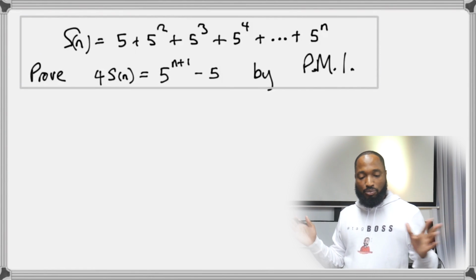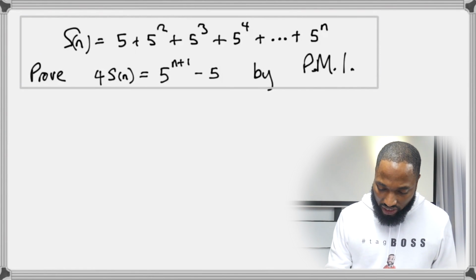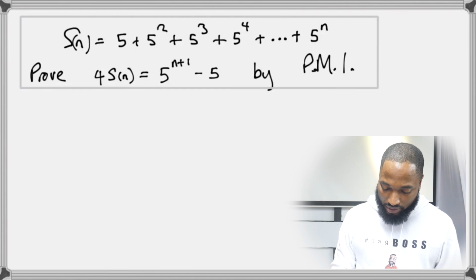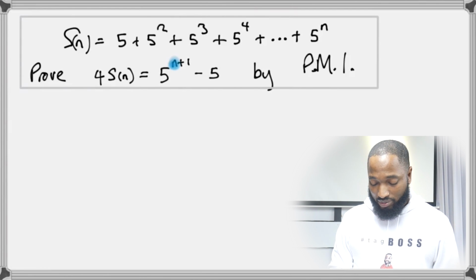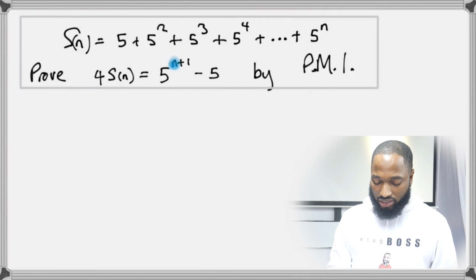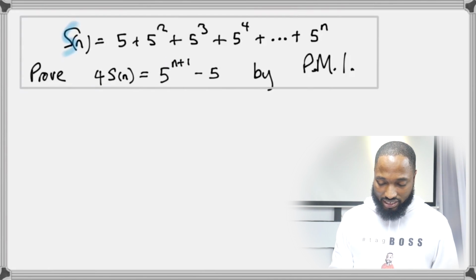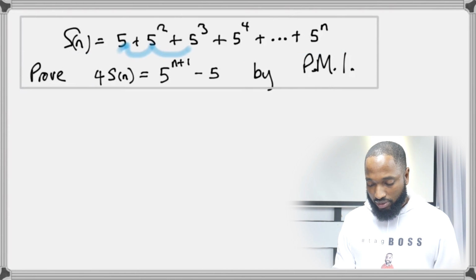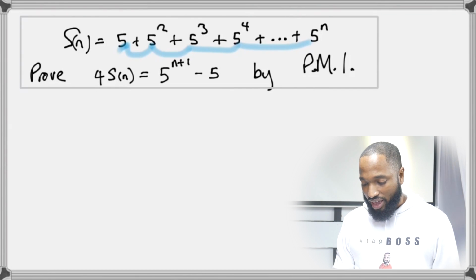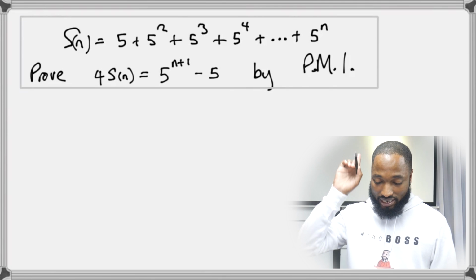Okay, so this is another past paper question here. The trick in this one, and this one gives people problems, is that the variable n is up in the exponent. So this could be crazy. Now you notice they're using S instead of P, not a problem. They told us what S(n) is: 5 plus 5 squared plus 5 cubed plus 5 to the power of 4 plus 5, all the way up to 5 to the power of n, with the n up in the exponent.